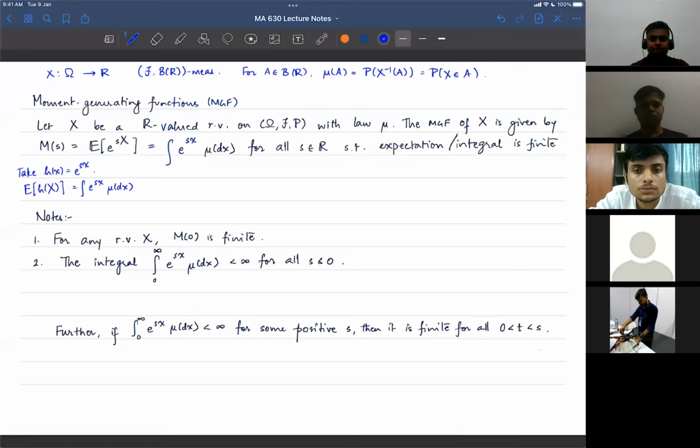All right. Now I claim we're saying that the domain of the moment generating function is the set of all real values of s for which the expectation is finite. Once again, this expectation and this integral are the same based on the proposition we just saw. Expectation of h of x is the integral e to the sx mu dx. Now, I claim that the domain of M may not be all of R.